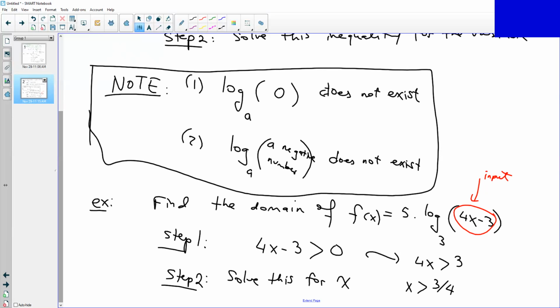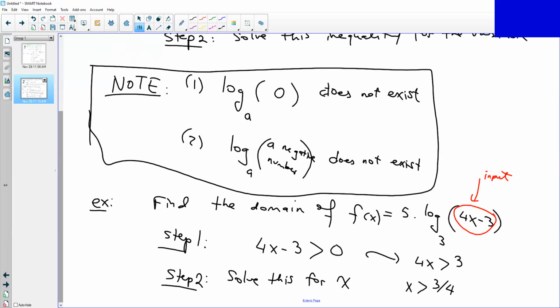For such linear inequality, you have to be careful. When you're dividing by a positive number, nothing changes. But when you divide by a negative number, you will have to switch this symbol to the opposite. And when you multiply by a negative, you will also have to switch. So just be careful there. Everything is positive here, so that's why nothing changes.